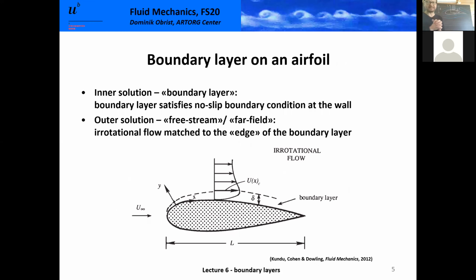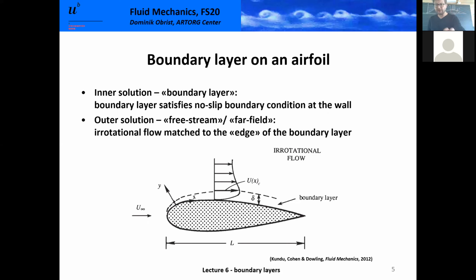So you see this here schematically on this slide again. We have the inner solution, the boundary layer solution, where we look at viscosity, and we will have the outer solution, sometimes called the free stream, the far field. And in this free stream or far field, we have an irrotational flow, which has to be matched to the outer edge of the boundary layer. This whole irrotational flow thing is a separate theory, and this will be the topic of the next 2 weeks, called potential flow theory. And it's very beautiful, but it's completely different from what we do today.